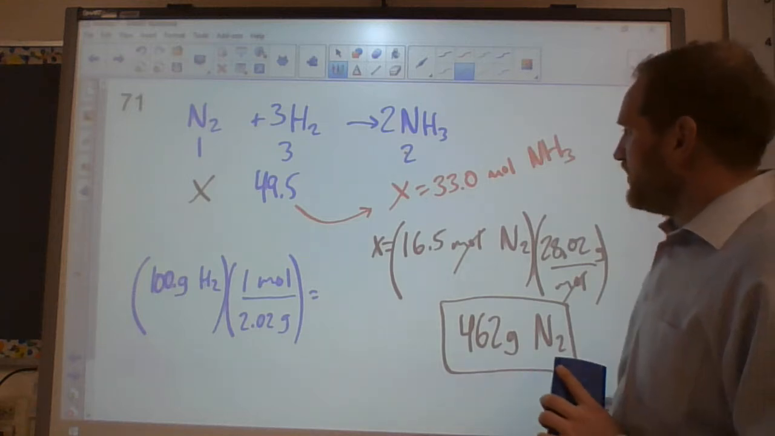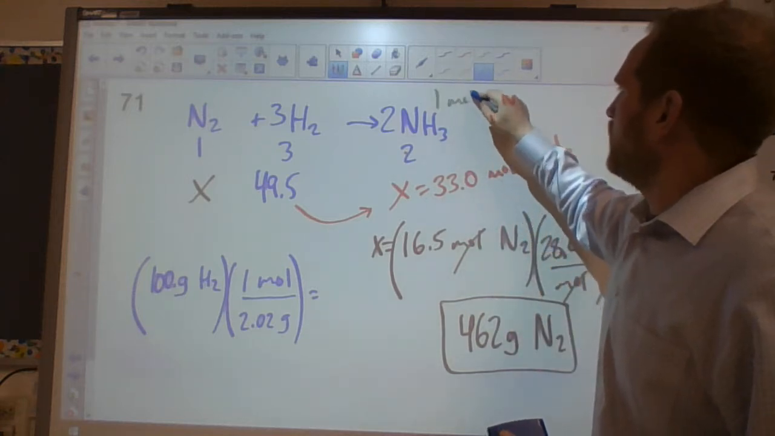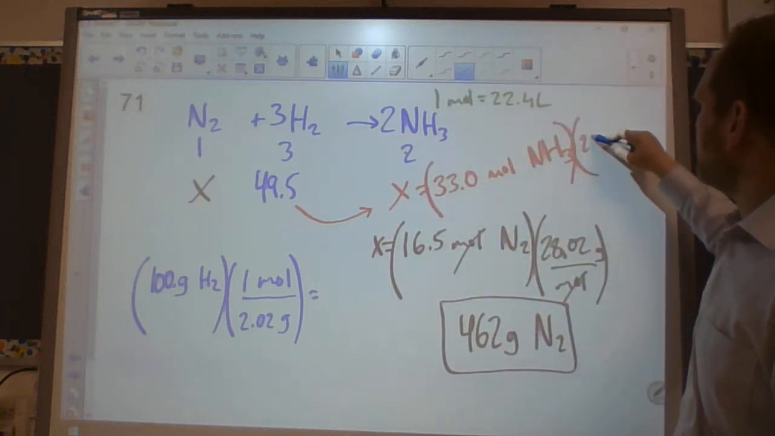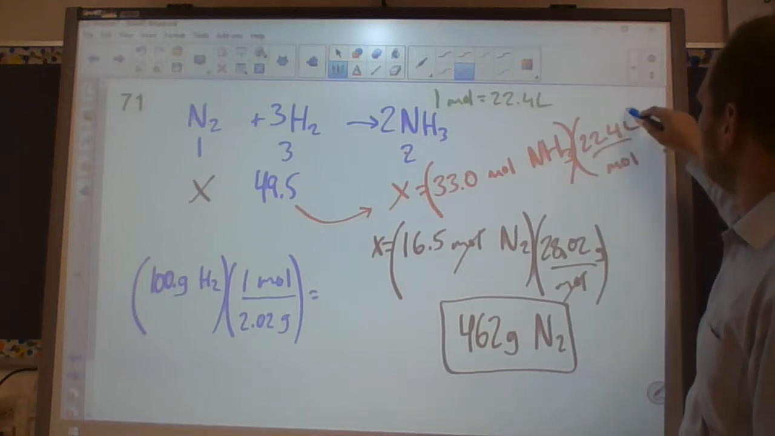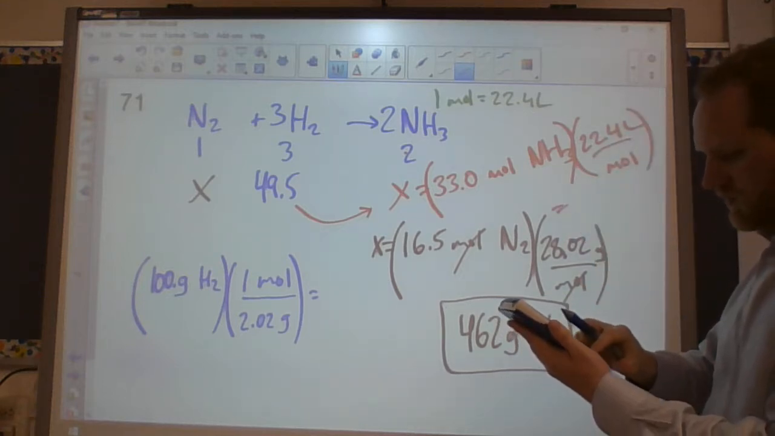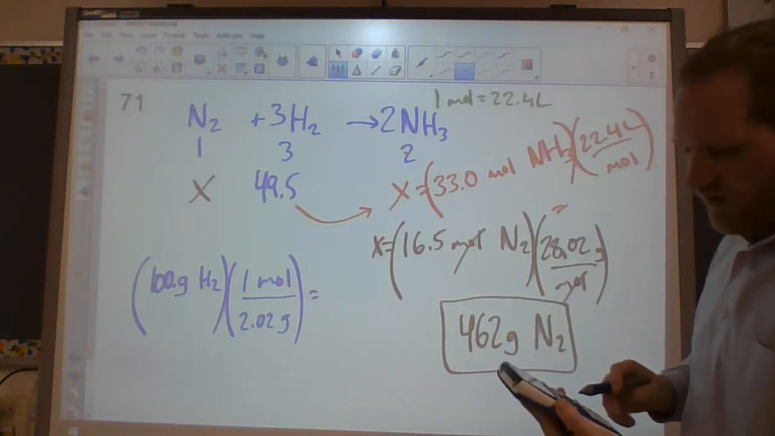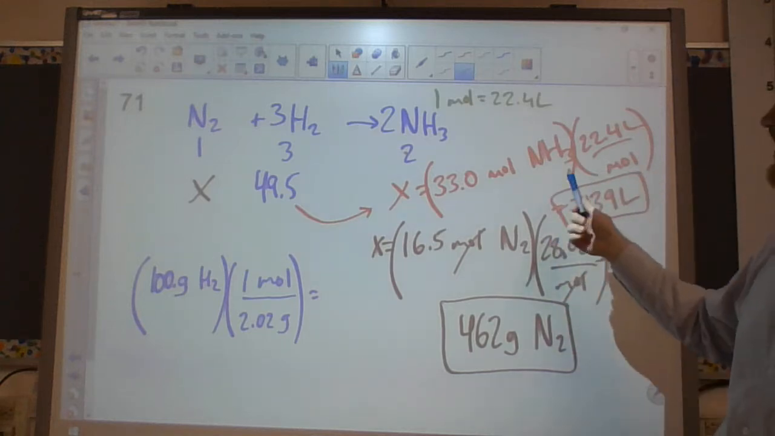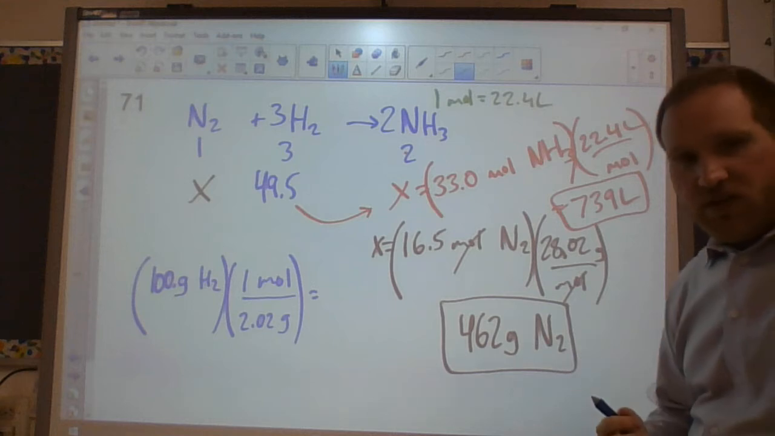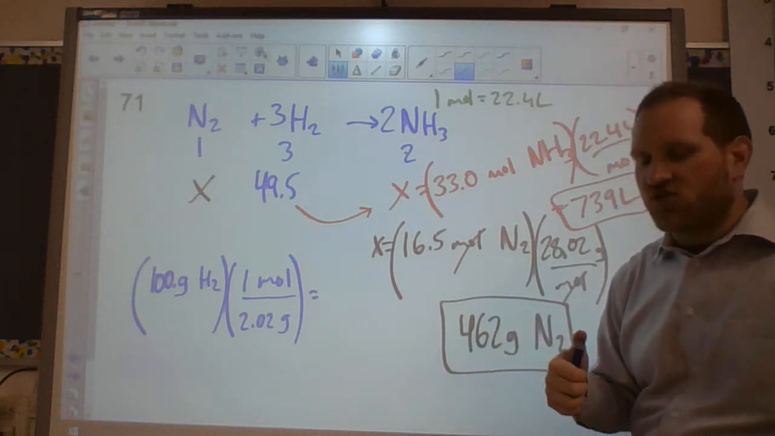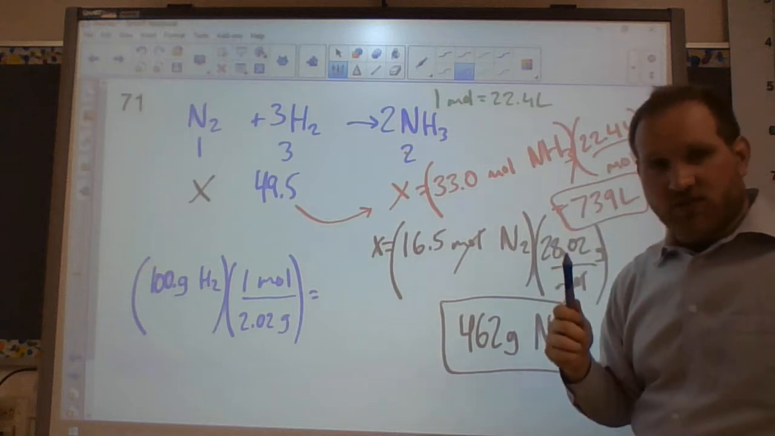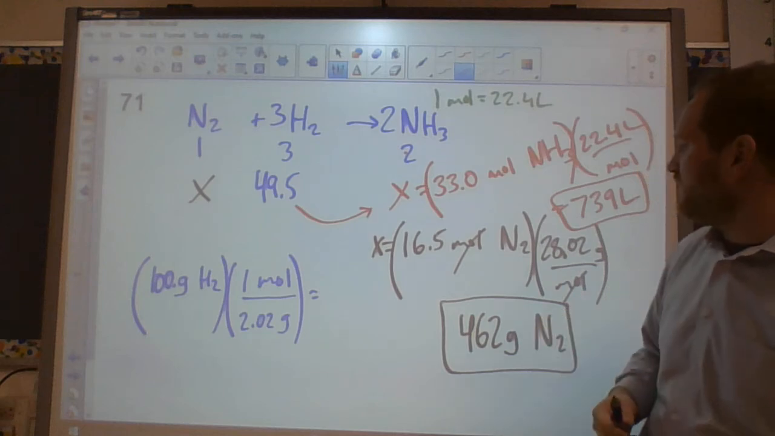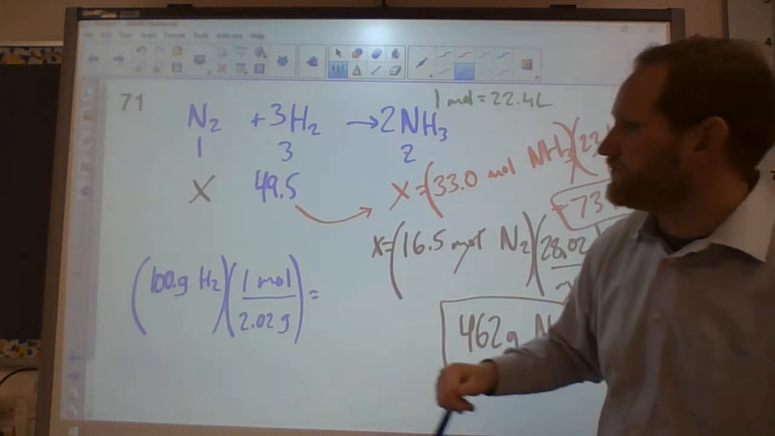Now the problem says it's at STP. So we can use that STP shortcut where 1 mole equals 22.4 liters. If I just multiply my 33 moles by 22.4 liters per mole, I'll get my answer here. With 3 sig figs, 739 liters. The other way to do this would be to use the ideal gas law. STP tells you 2 things: it tells you the temperature and it tells you the pressure. So here's your moles, your pressure is standard pressure, your temperature is standard temperature. The R value is always known. You're going to rearrange and solve for V, and you should end up with that exact same answer.